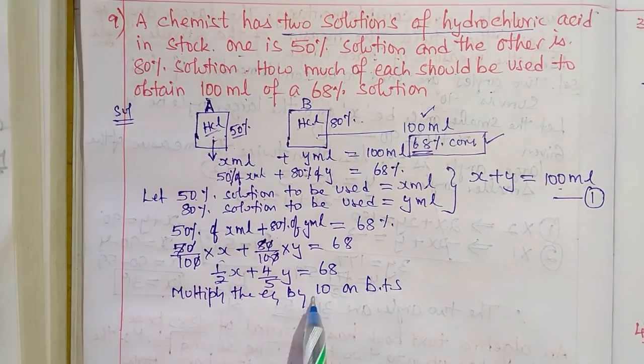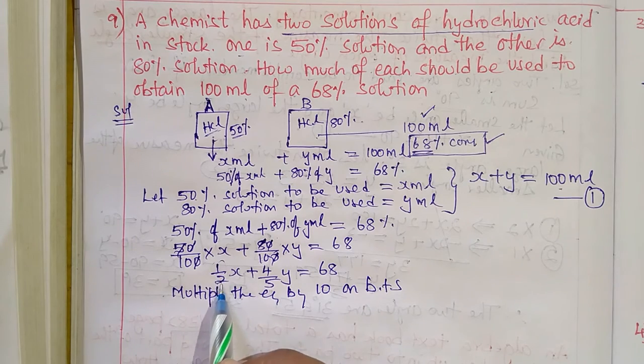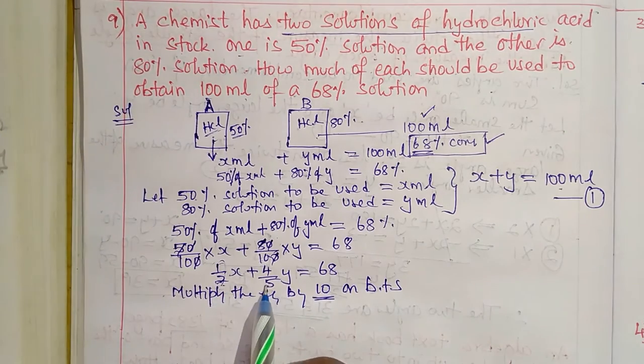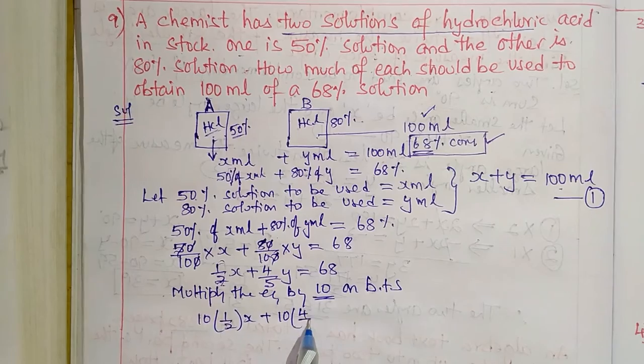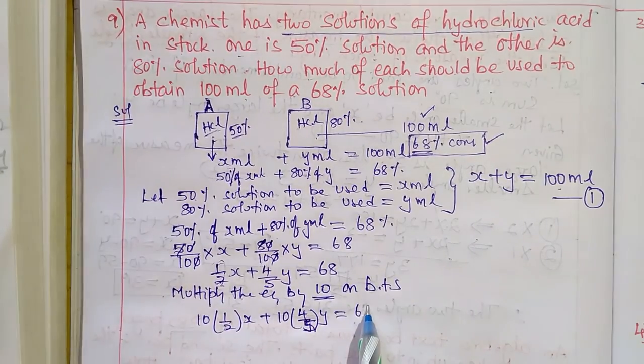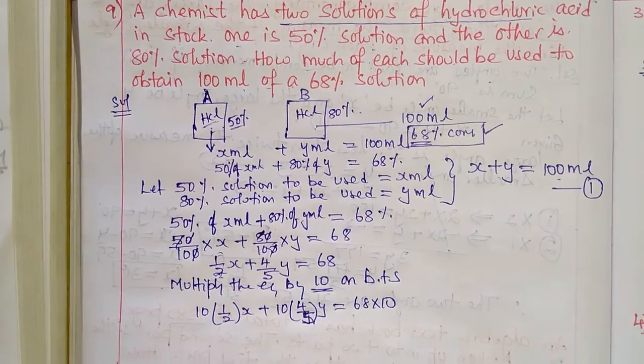Why am I multiplying by 10? To make these rational numbers whole numbers. See why I am multiplying by 10? Because the LCM for 2 and 5 is 10. So if I multiply this with 10, what will happen? 10 into 1 by 2X plus 10 into 4 by 5Y equals 68 into 10.